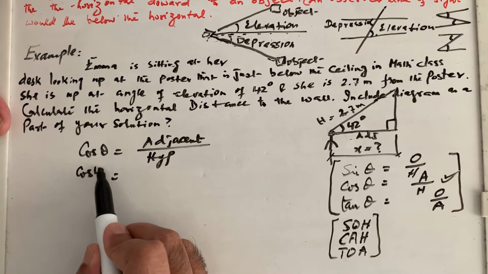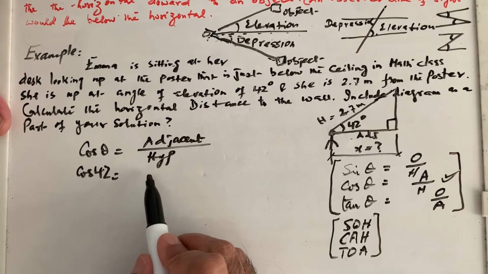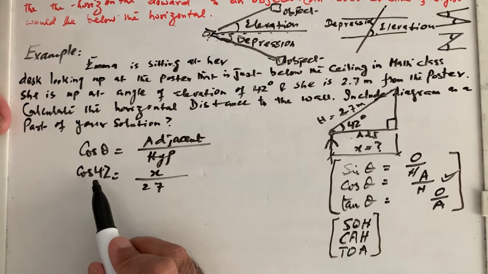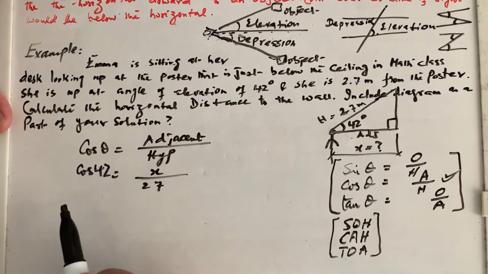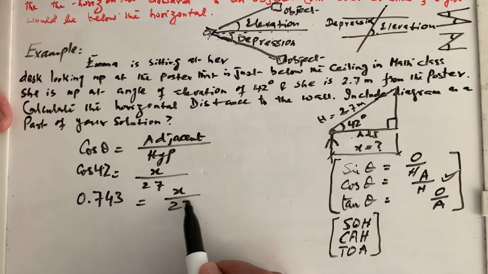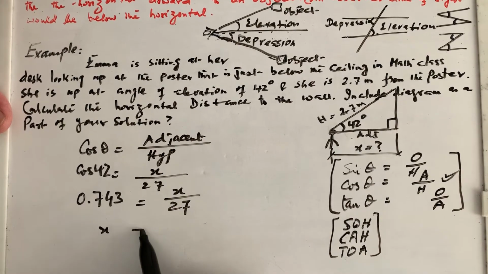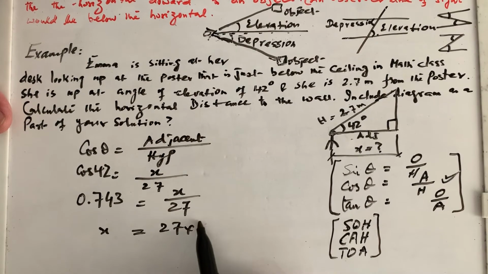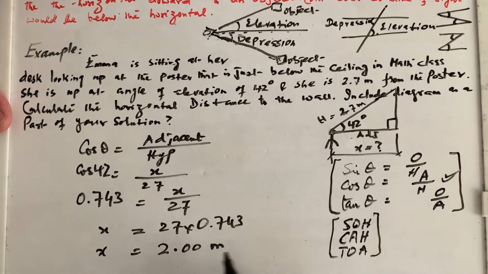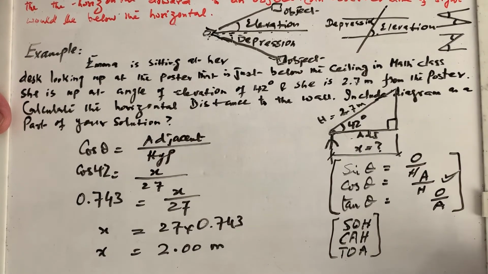Cos 42 is equal to adjacent over hypotenuse. Adjacent is unknown, which is x. Hypotenuse is known, which is 2.7. If you check in the calculator, cos 42 is 0.743, equal to x over 2.7. To calculate x, I multiply 2.7 by 0.743, and I will get x is equal to 2.00 meters. So she is 2 meters away from the wall. This is my answer.